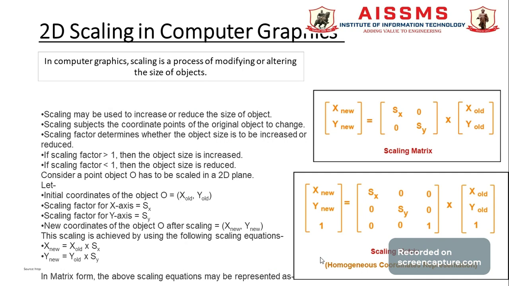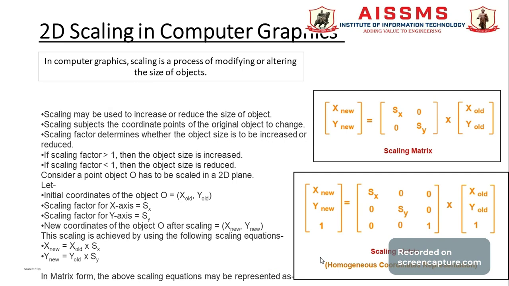It will change the size or the shape of your object by using the scaling transformation. Basically, it deals with changing the size of an object when we have to perform the transformation. Scaling may be used to increase or reduce the size of an object. It is also subject to the coordinate points of the original object changing.